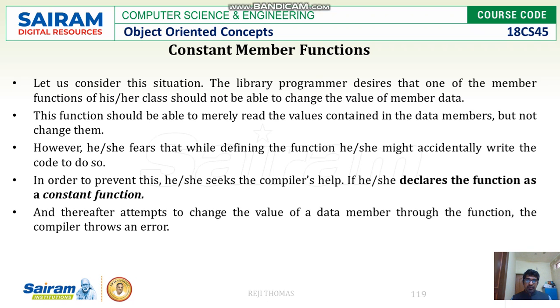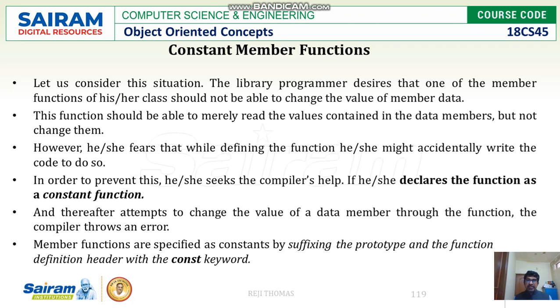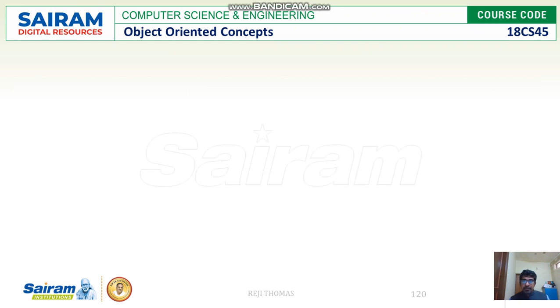Thereafter, if you write a function as a constant function, any attempt to change the values of the data members will throw an error. This can be achieved by using the keyword const. You have to suffix the keyword const in the prototype of the function. So let us see an example so we have a better idea.